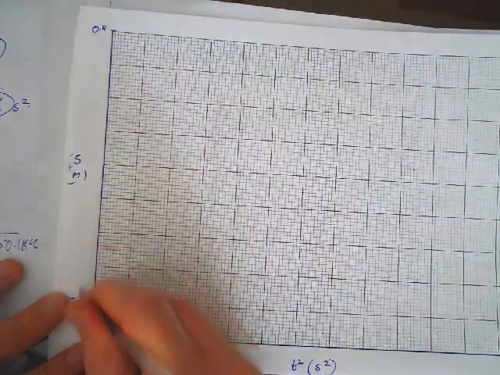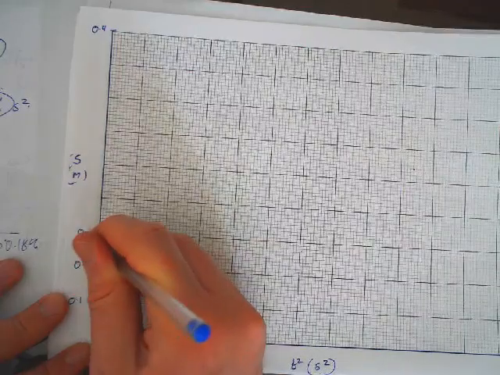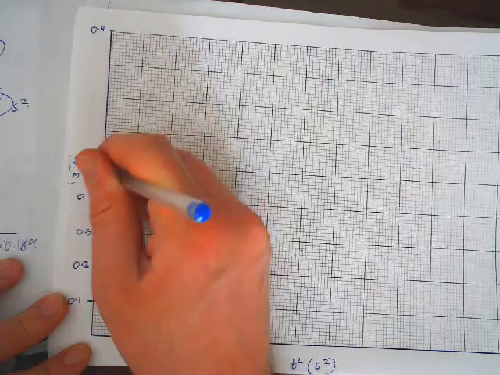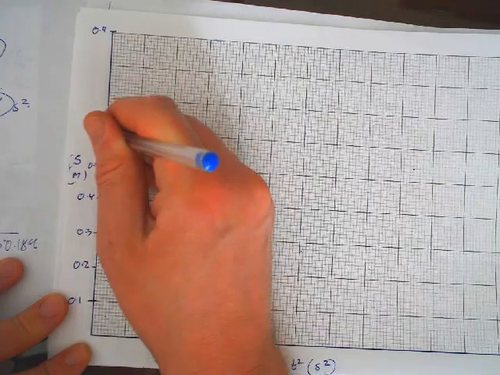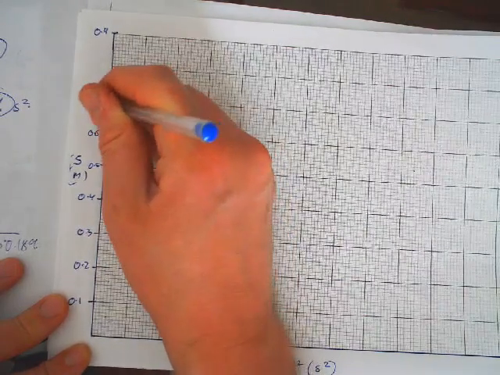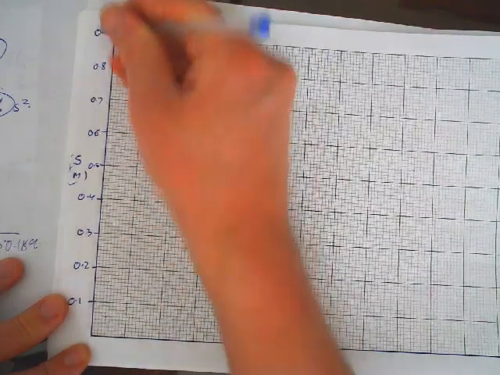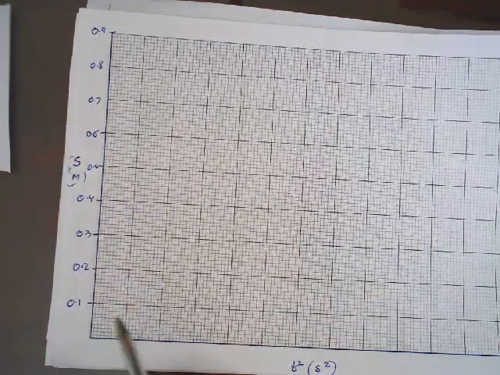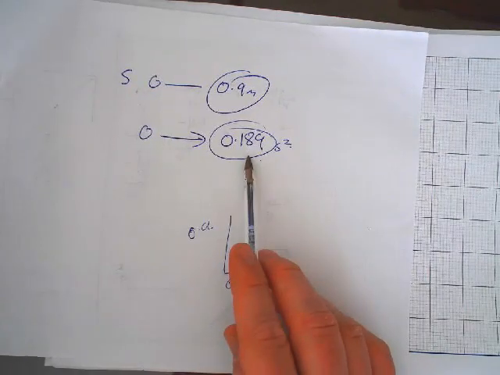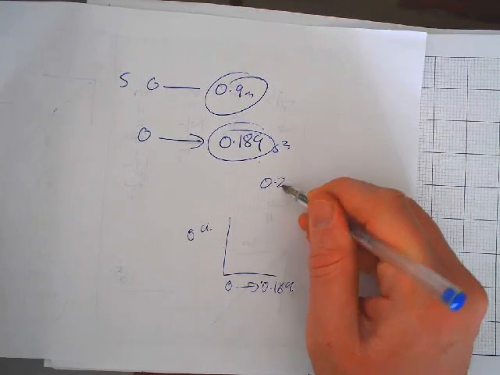Okay, so we're going up. If we were to go up to 0.9 meters, each big box here is going to be 0.1, 0.2, 0.3, 0.4, 0.5, 0.6, 0.7, 0.8, and 0.9.